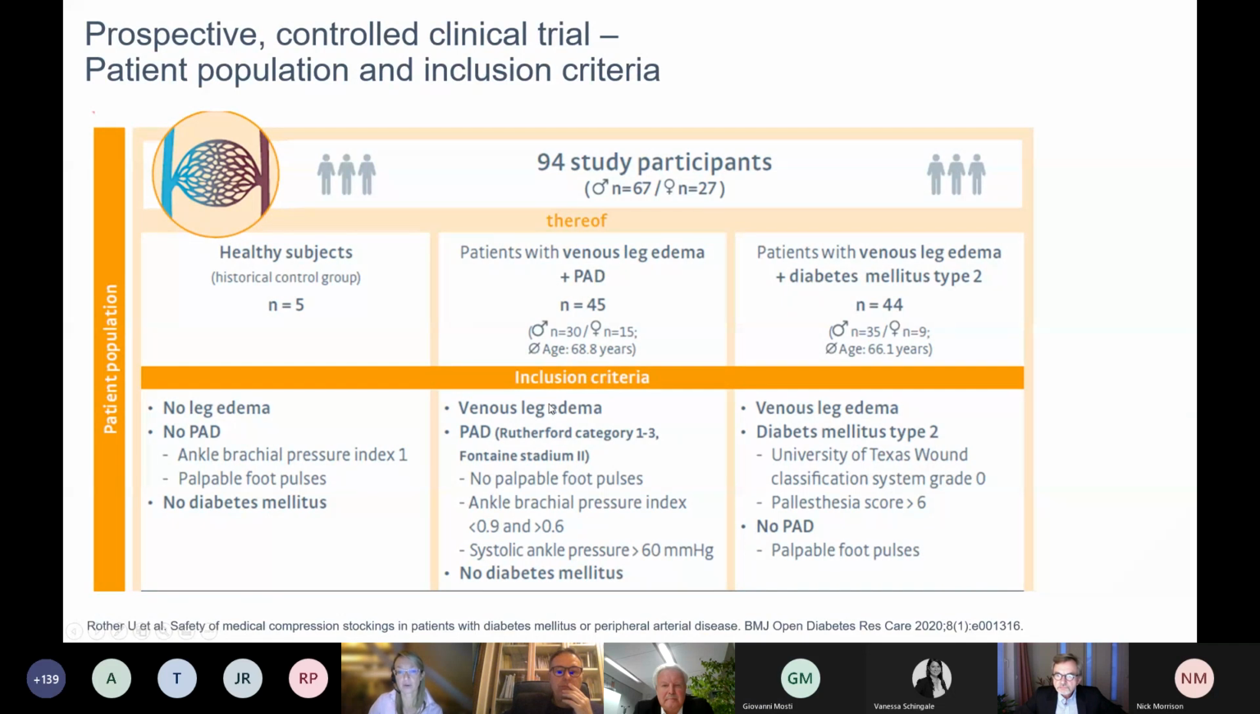And when you have a look at the most important inclusion criteria, we included patients with a mild to moderate PAD, so up to the Rutherford category 3 and up to the Fontaine stage 2. We included the patients with an ABPI of less than 0.9 and more than 0.6. And we had the third group, namely the patients with leg edema due to the chronic venous disorder and diabetes mellitus. So we included really these two relevant comorbidities, which are really prevalent in patients with chronic venous disorders, and compared them with the healthy control group.